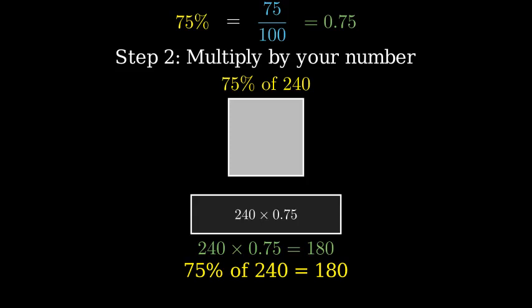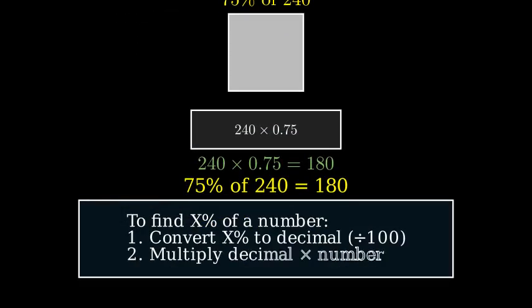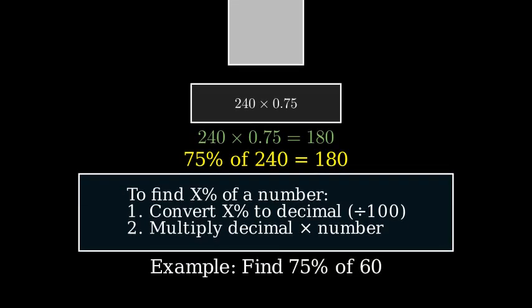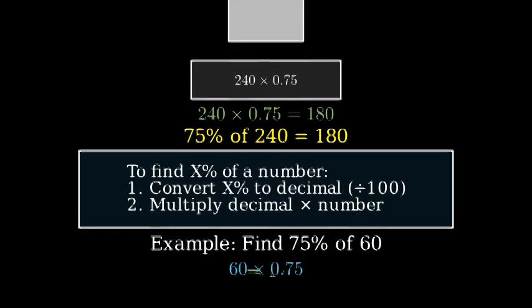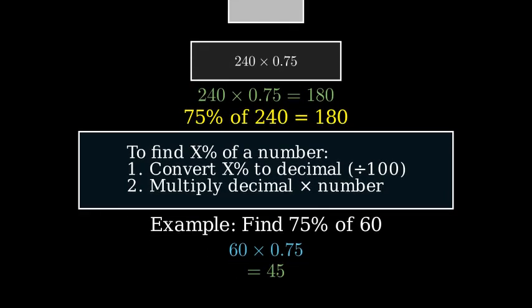Here's the general rule. To find any percentage of a number, first convert the percentage to a decimal by dividing by 100, then multiply the decimal by your number. Let's do one more quick example. To find 75% of 60, multiply 60 by 0.75. This equals 45. So 75% of 60 is 45.